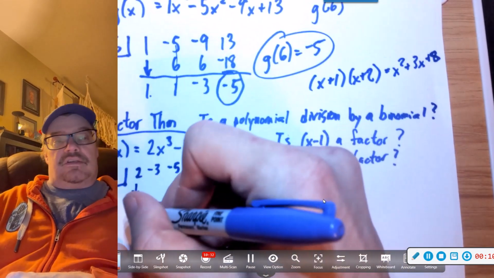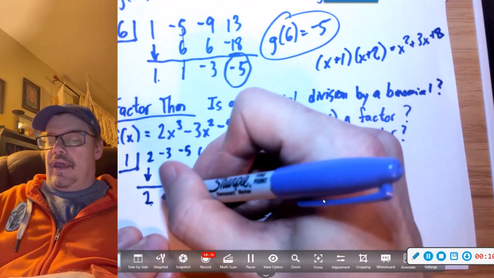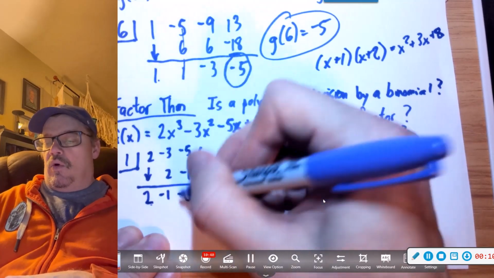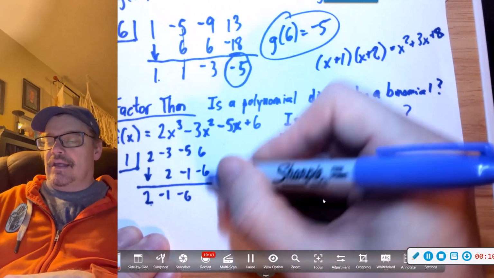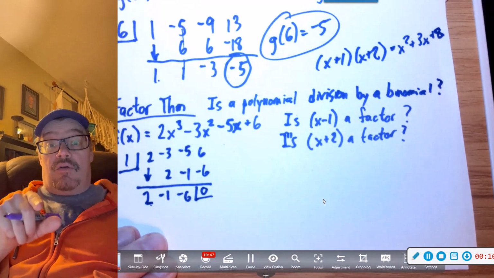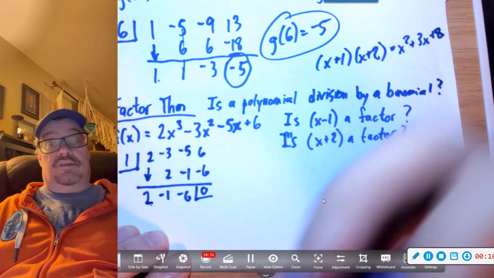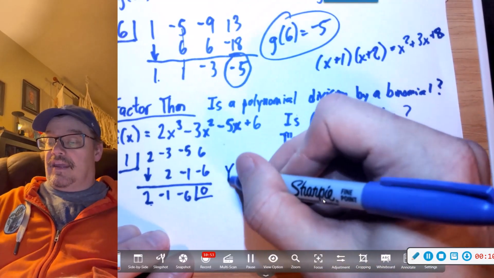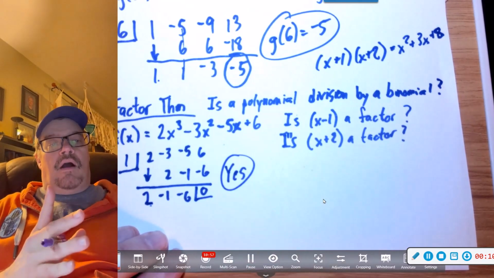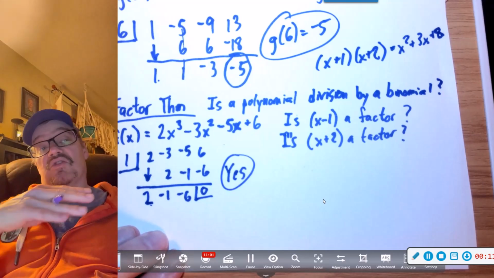So the 2 drops. All right, so then 2, and then -1, -1, add -6. 1 times -6 is -6. So now I add those together, and I get 0. If it's 0, that means there's no remainder. So therefore, when there's no remainder, we would say yes, it is a factor. Okay? Now, that's all that you have to say. It goes in evenly, drop it.